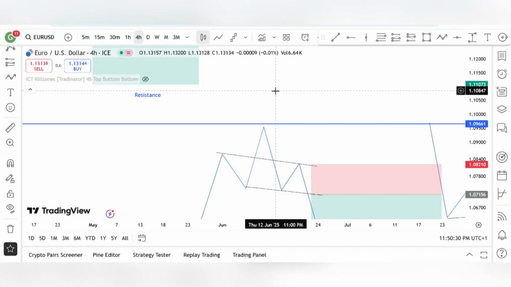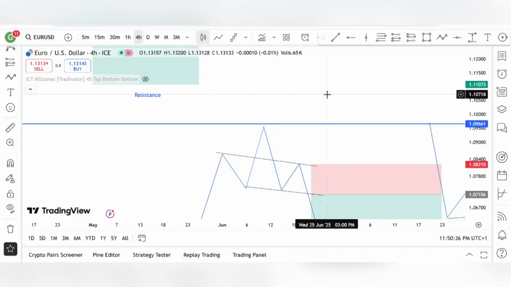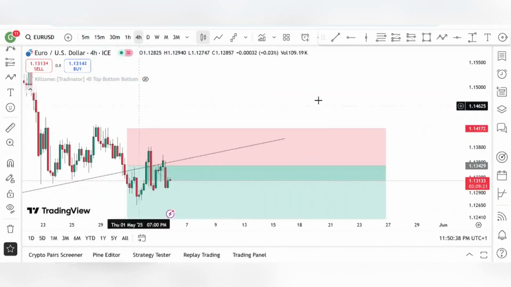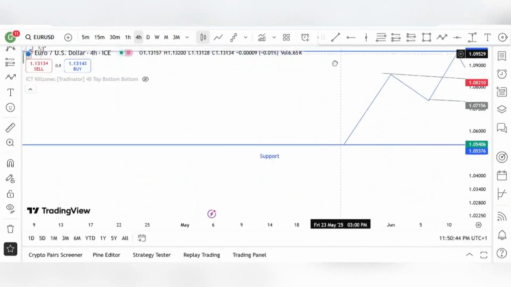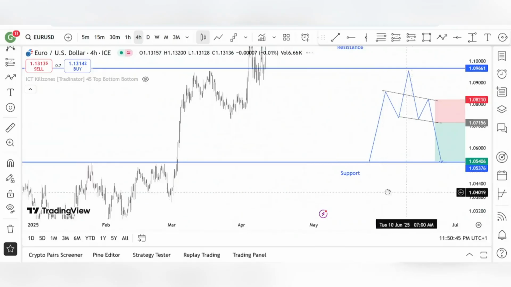Okay, so let's go over to triangles, channels, and wedges. So now we are into triangles, channels, and wedges. So you know what a wedge is, what a triangle is. So you know how to define other kinds of support and resistance in the market.